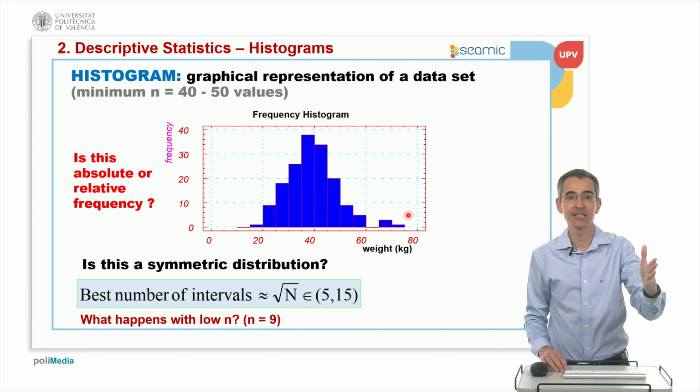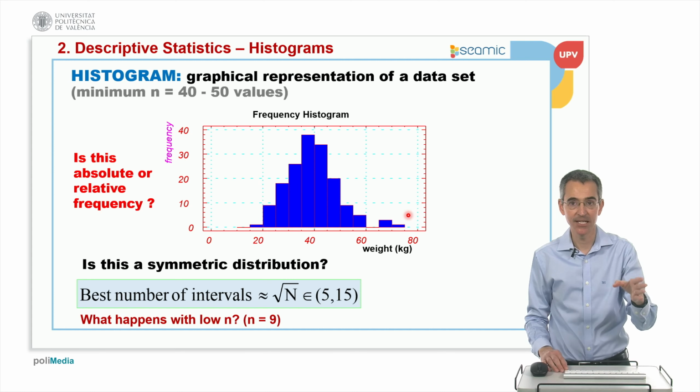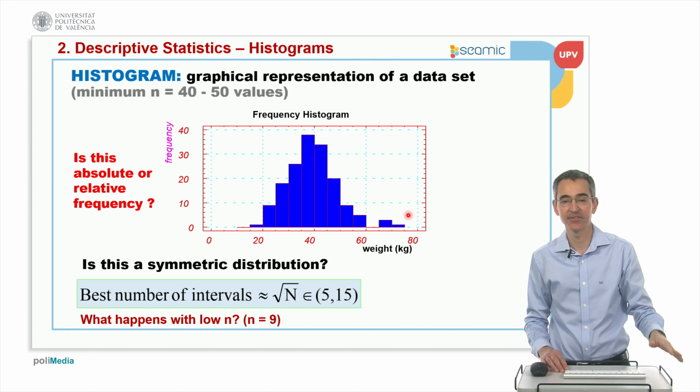So for example, imagine that I have just 9 values. The square root of 9 is 3. So it means that I can build a histogram with just 3 bars, but the information is too poor. This is why the histogram, to get useful information from it, requires at least 30 or 40 values.